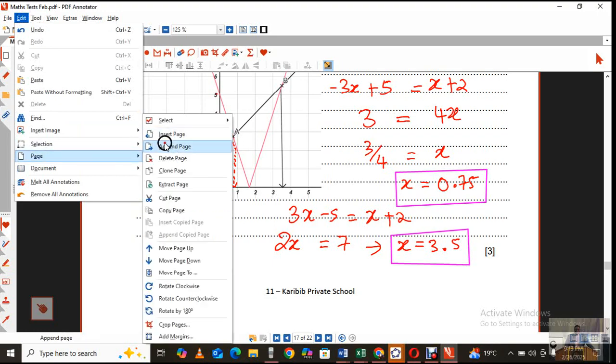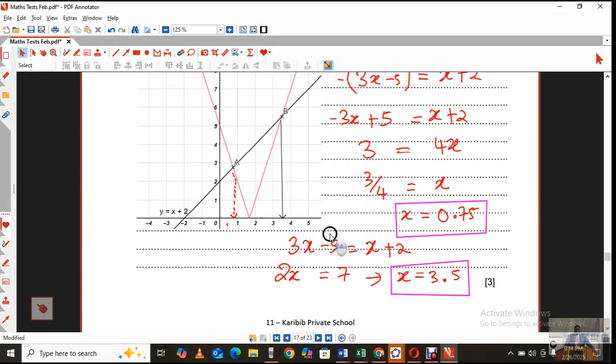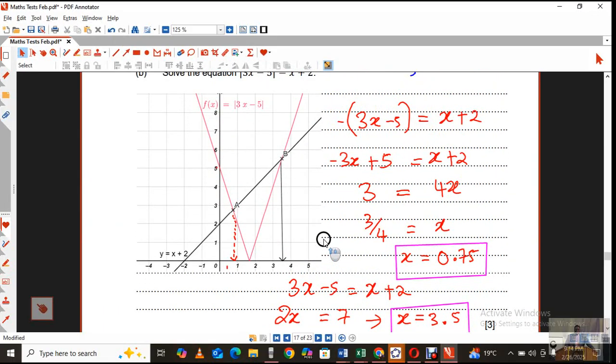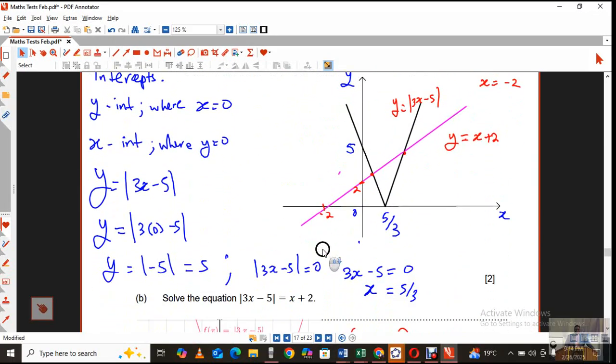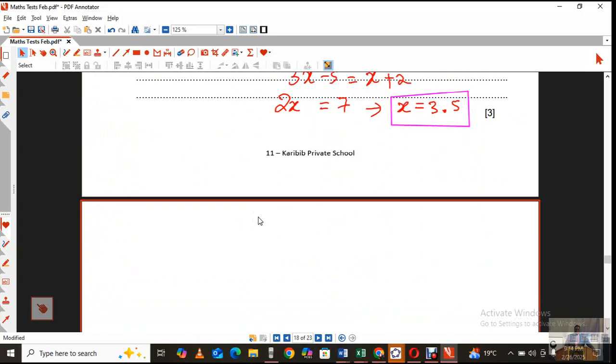So let's just append the page, although it's not part of the question. It's really helpful. So suppose we had the absolute value of 3x minus 5. So suppose we had something like this.